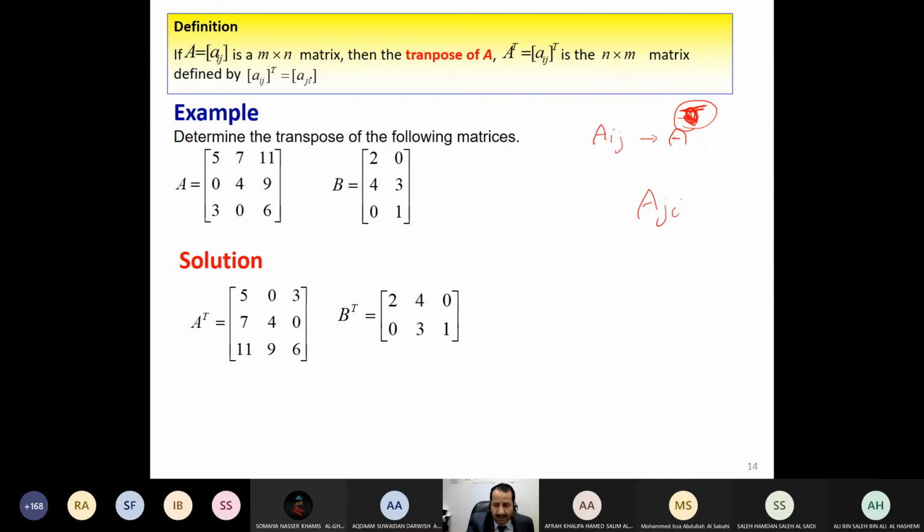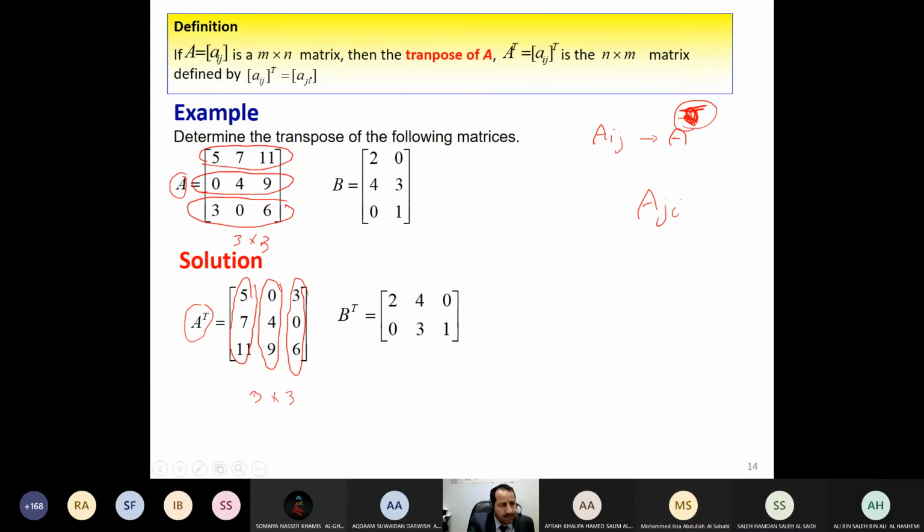Okay? Let me show you how. I am given here a square matrix A. Now I want to find the transpose of this matrix. The first row will be changed to be the first column. The second row will be changed to be the second column. The third row will be changed to be the third column. This matrix is 3 times 3, so when we change them, the size is not changed.